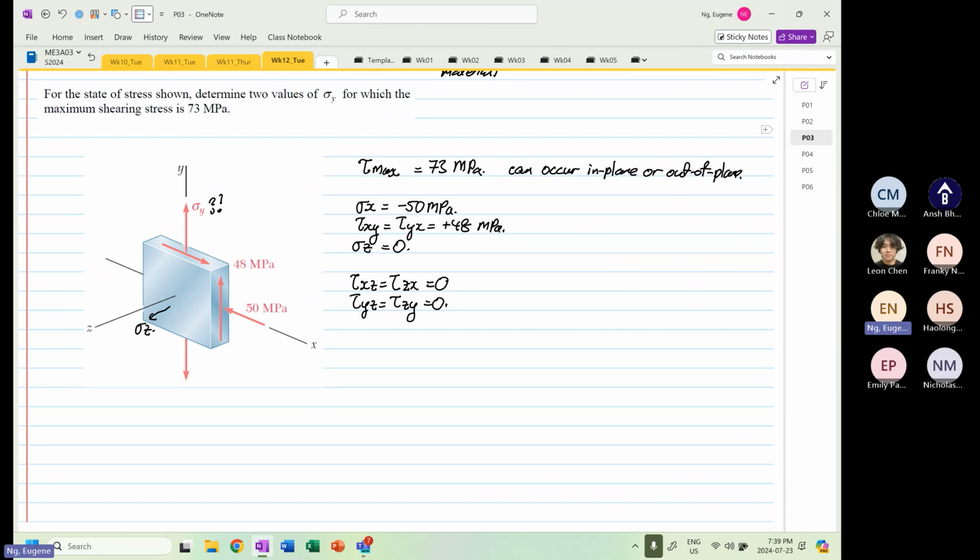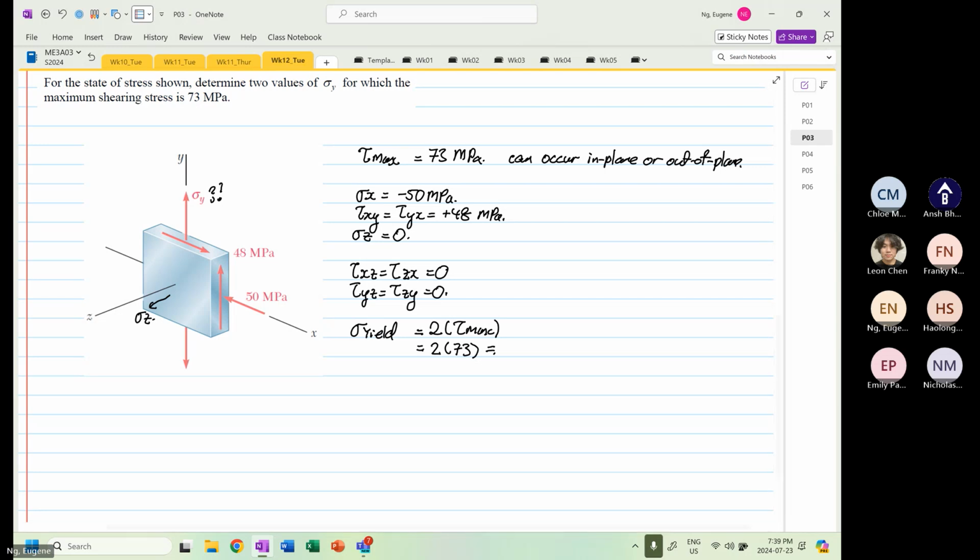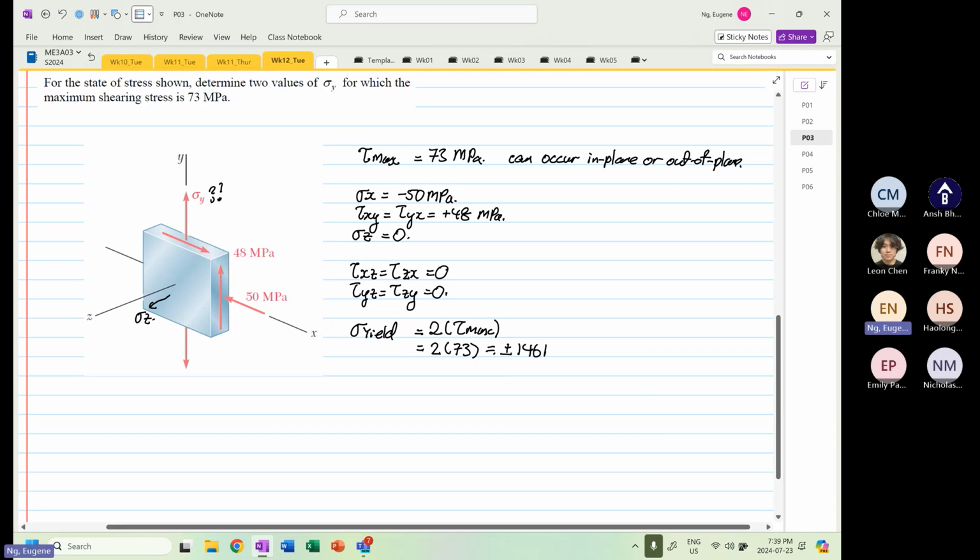Okay. So what's so unique about this problem is we also know that the yield stress is equal to twice of tau max. So this is equal to 2 times 73, and this is equal to 146 megapascal. Plus minus 146 megapascal.